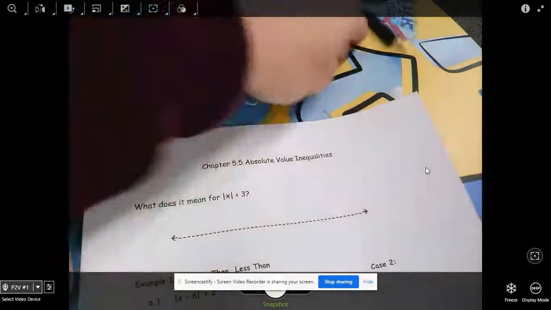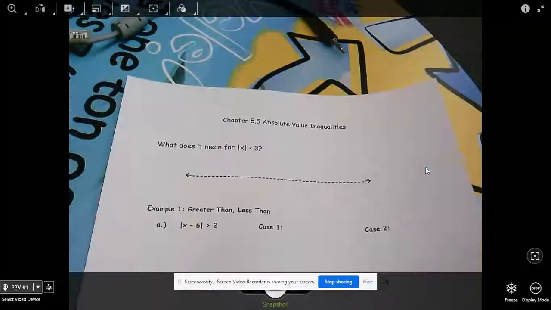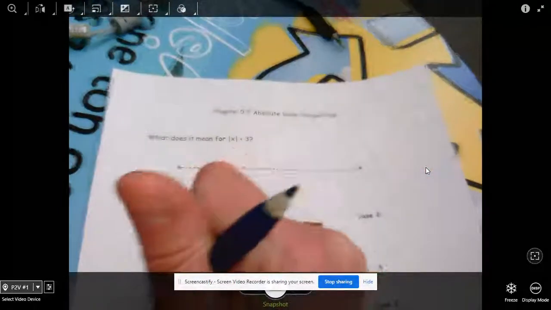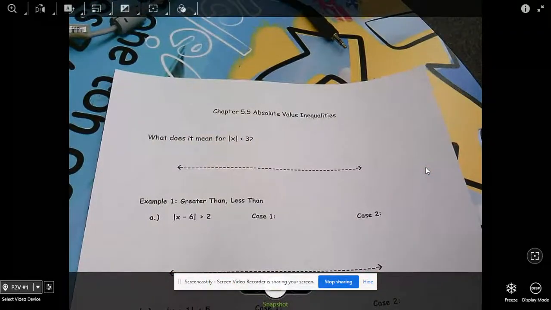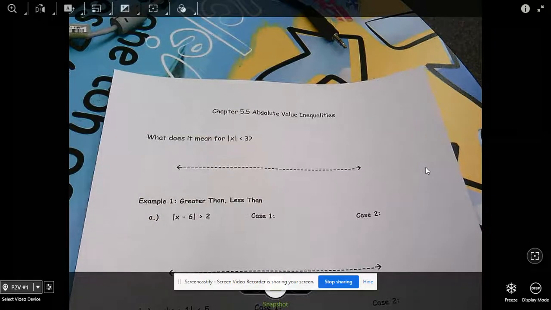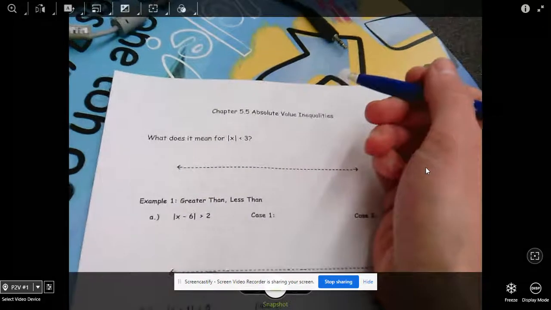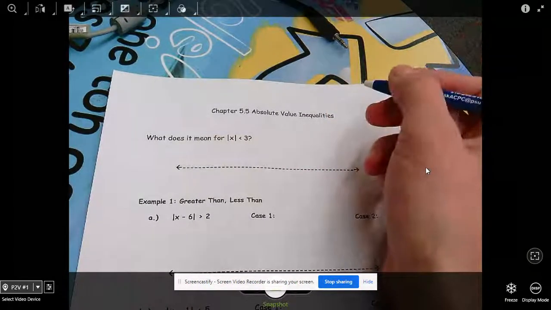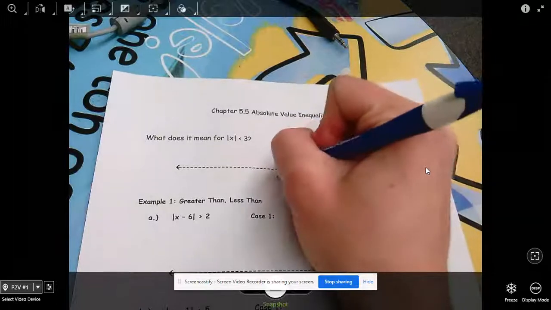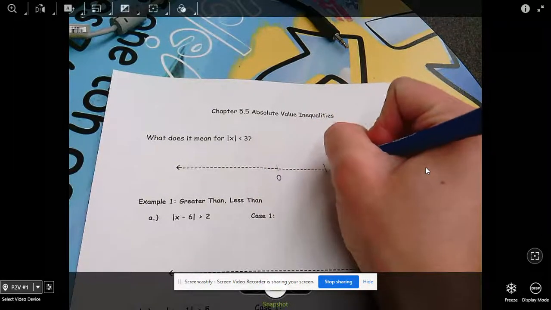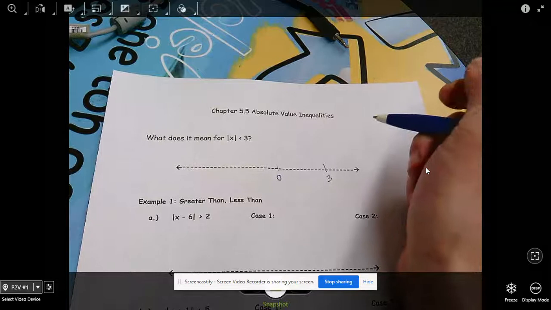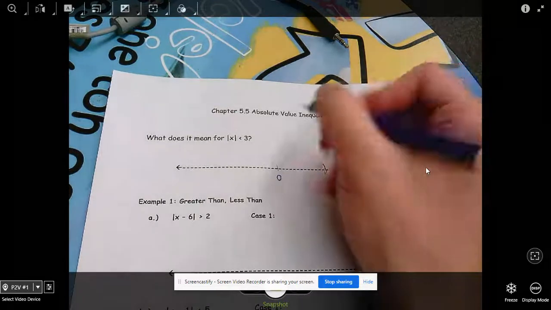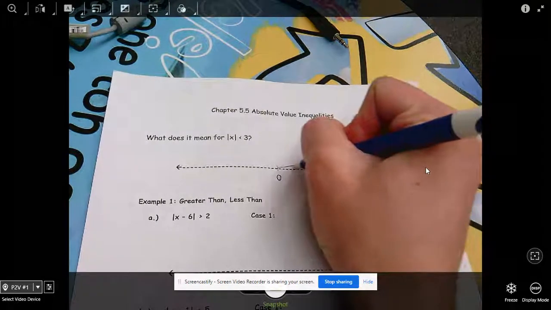Okay, so we're in the last section for inequalities. The first problem is absolute value of x is less than 3. And what does that mean? It means that the absolute value of x has to be less than 3. So the distance from 0 to 3 on the number line has to be less than 3. It means that your distance could be 3 or 2 or 1 or 0.5. So that's all numbers less than 3 down to 0.